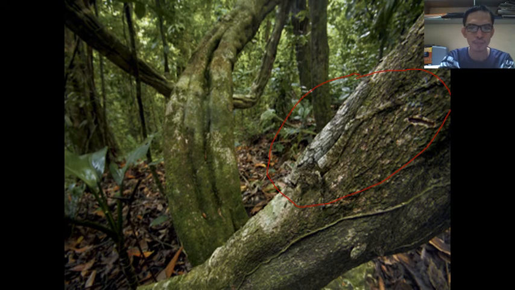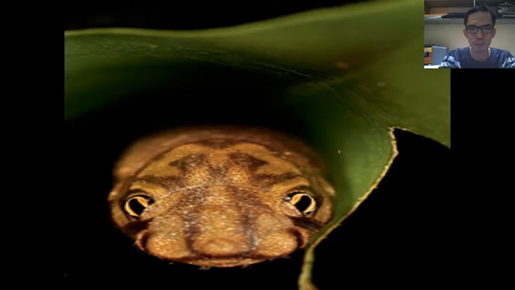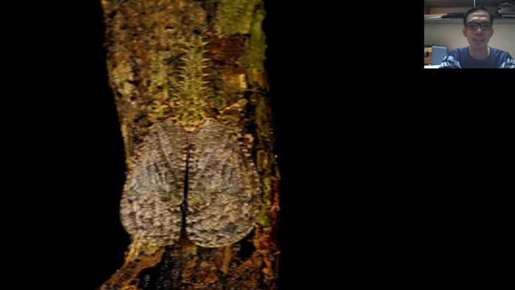Next one. How about this one? The organism is located here. As you can see, it looks like a snake. If you think it is a snake, no, it is not a snake. This is the abdomen of some sort of insect that looks like a snake. Next one. If you found it, you're good. This is an insect that looks like its background, which is a tree bark. Next one.